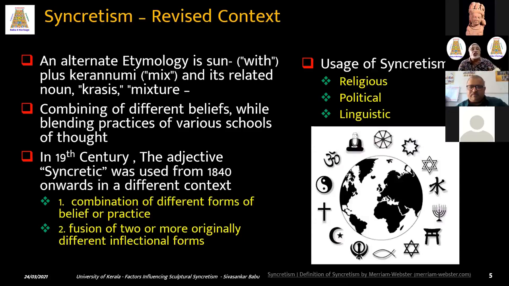So around the 19th century, the term became more popular, being used in a different connotation: combination of different forms of belief and practice, fusion of originally disparate or different inflection forms. This usage of syncretism is regularly applied in religious, political, and linguistic contexts. And what we are going to see now is the next step, religious syncretism, and see how the religions have evolved over a period.